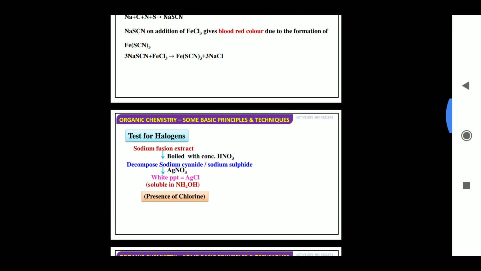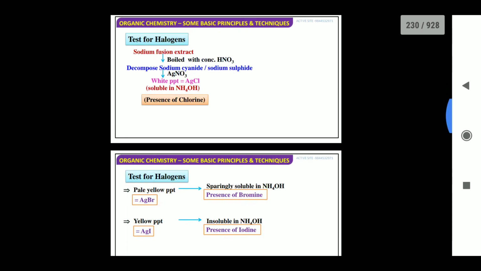Now moving on to the next one, that is test for the halogen. So in sodium fusion test, again it is boiled with concentrated nitric acid. So what happens? Decomposition of sodium cyanide and sodium sulfide occurs, and it results in the formation of sodium nitrate, and hence the precipitation of silver chloride as a white precipitate, which shows the presence of chlorine. When ammonium hydroxide is added to the AgCl, it dissolves.